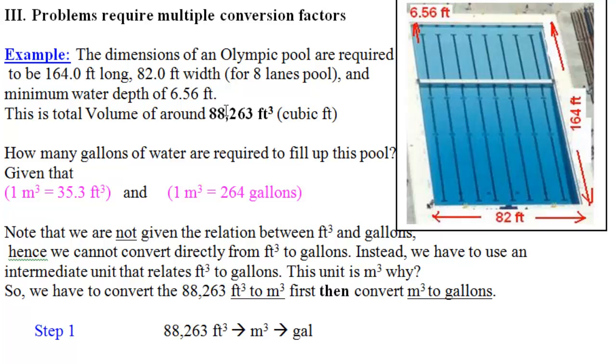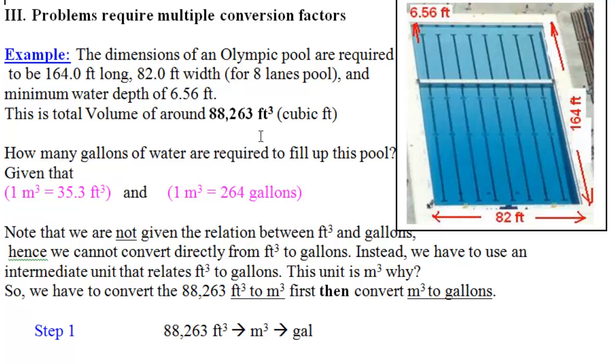So this is the amount of water you need to place in this swimming pool to fill it up to that depth of 6.56 feet. The question is, how many gallons of water are required to fill up this pool? So how many gallons of water will fill up this volume of 88,263 cubic foot? So the problem here is to convert from cubic foot to gallons, and both of those are units of volume.